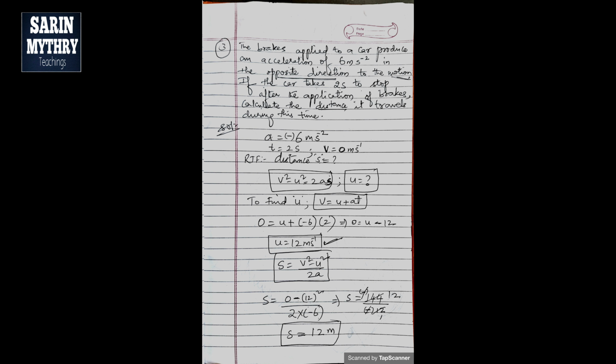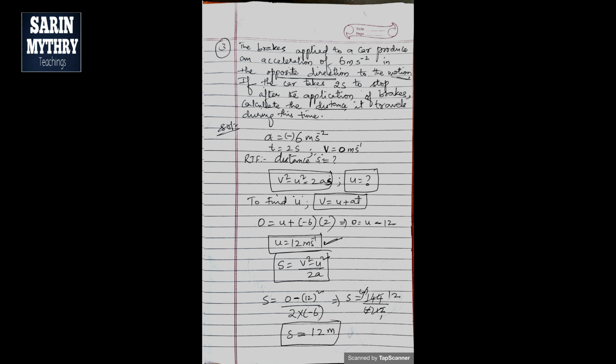So here acceleration is applied in the opposite direction. It means it should be taken as minus. Opposite acceleration is nothing else but a retardation. So therefore, a equal to minus 6 meters per second square. Time that is applied for brake is 2 seconds. So time equal to 2 seconds. And this particular car comes to rest, that is, the final velocity is equal to 0 meters per second. Required to find is the distance s.